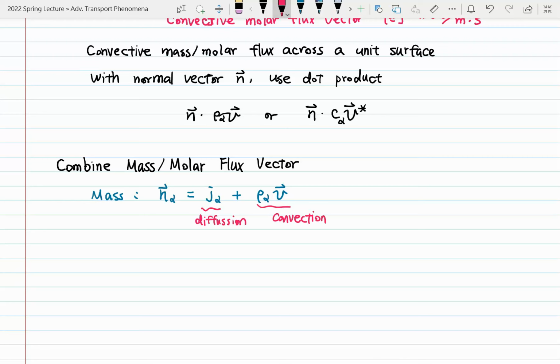Similarly, for the molar units, we use the uppercase capital N alpha equals to the capital J alpha star, representing molar units, and again the convection in molar units.